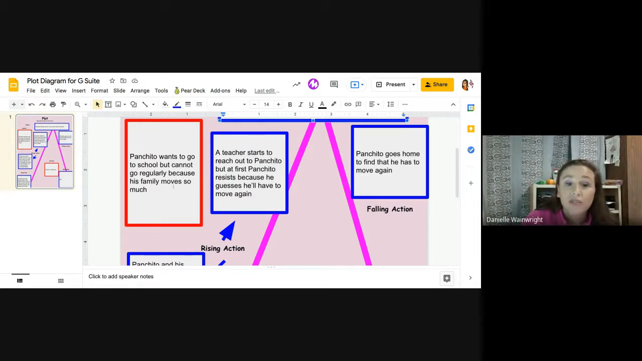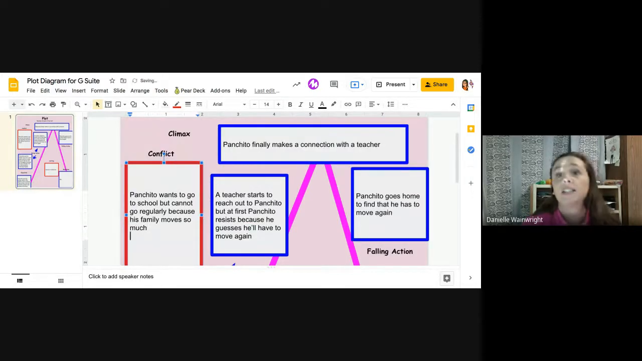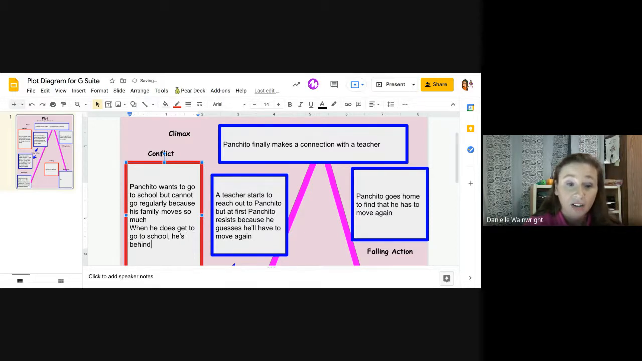There might be things in the rising action that are conflict, and anything in the conflict is also rising action. So they kind of coincide. Panchito wants to go to school, but cannot go regularly because his family moves so much. You could also add that he struggles when he is in school because he hasn't had enough schooling. So when he does get to go to school, he's behind. But he doesn't want to sit and struggle all day, right?